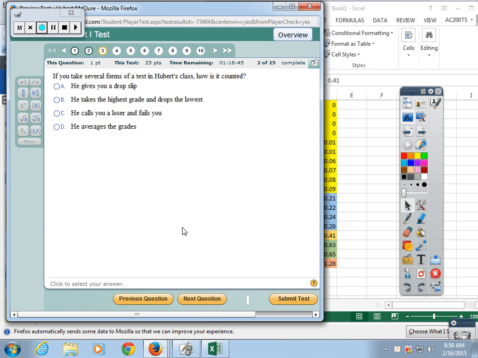If you take several forms of a test in Hubert's class, how is it counted? The highest one. Kyle, where does that come from? The handouts. Wow! Hubert puts 10 questions on the test from the handouts. Will people miss them? Yep. I personally like, he calls you a loser and fails you. That's the one I like.